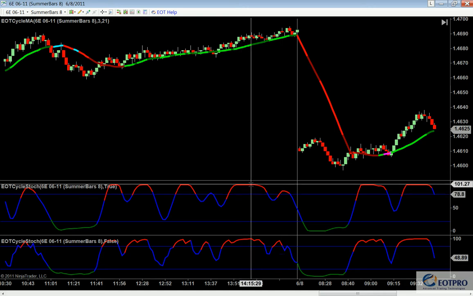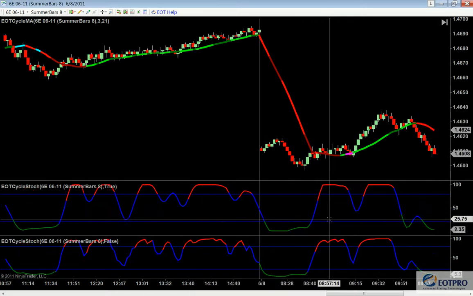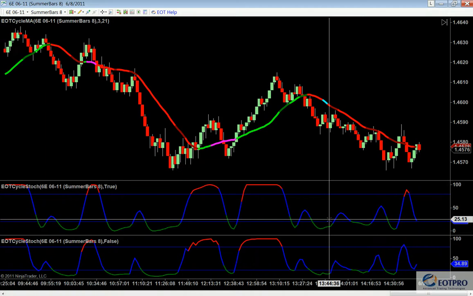Inside the stochastics, you can smooth it or you don't smooth it. There's no length settings because everything is fully automatic with us. Every indicator that we have is self-adapting, self-adjusting. So that's great, Bill. It doesn't look jaggy, but how do we use it?